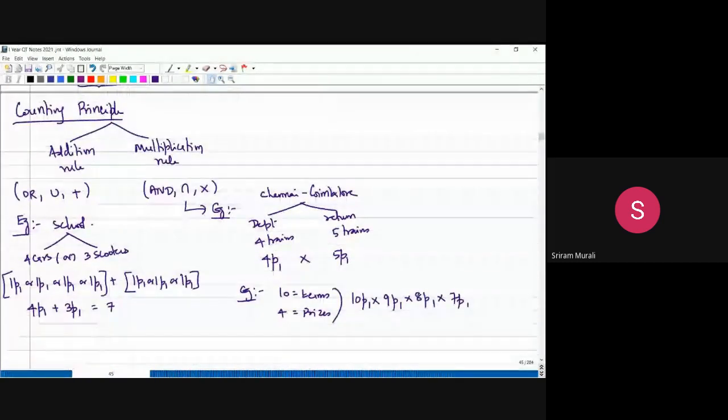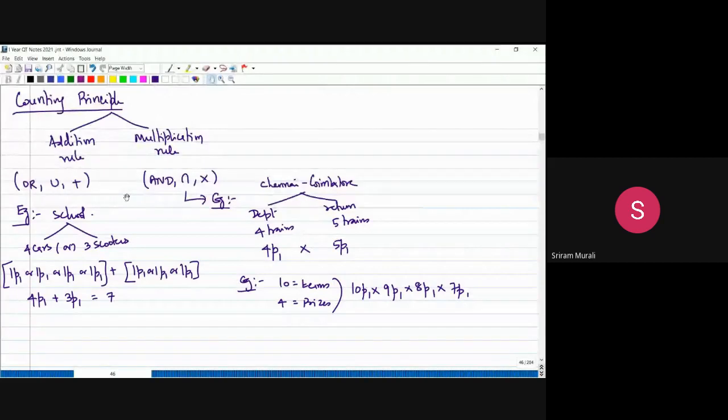Now the counting principle. There are two principles which are very essential. One is the addition rule, another one is the multiplication rule. When do you apply the addition rule? If it is OR, union, plus, whenever either case comes, we will add. Whenever both cases occur, we will multiply. Either case comes means we will add it.